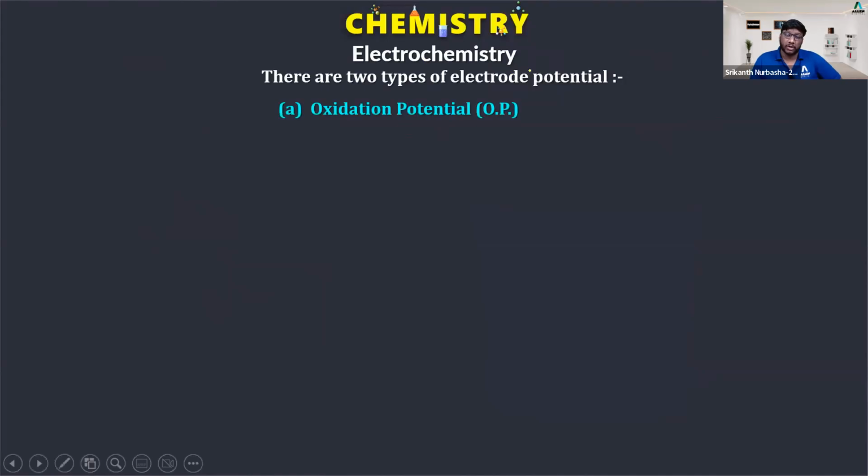There are two types of electrode potentials. What are those? Oxidation potential. Whenever zinc from the zinc rod comes into solution, oxidation happened. So whatever potential is developed there is said to be oxidation potential. Whenever you place a copper rod in CuSO4, reduction occurred. What is the potential developed there? That is said to be reduction potential.